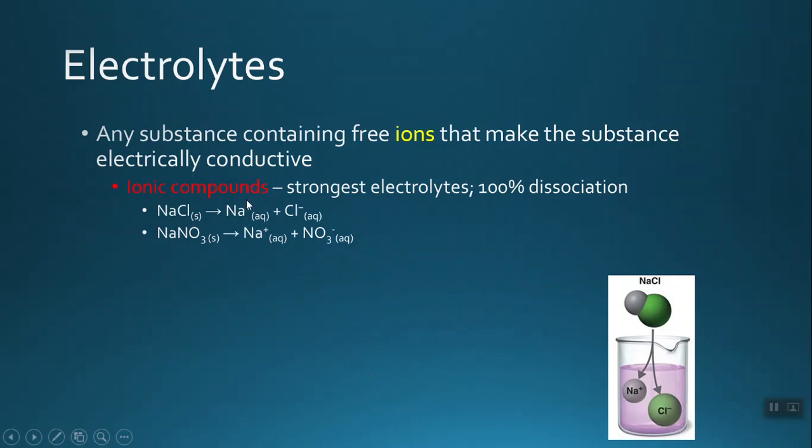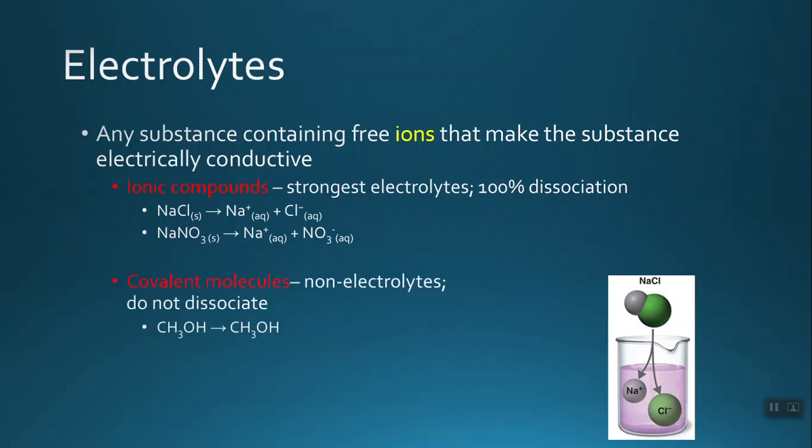These ionic compounds are your strongest electrolytes. Think about when you are conducting electricity, there's a positive side and a negative side, right? And that's exactly what it is, positive side and negative side. There's 100% dissociation, meaning 100% separation of ions, and that's what makes it a strong electrolyte. Whereas your covalent molecules are non-electrolytes. They cannot dissociate. They cannot separate into ions. For example, here you see CH3OH, this is methanol. You dissolve it in water, it could dissolve, but it'll stay together, right?